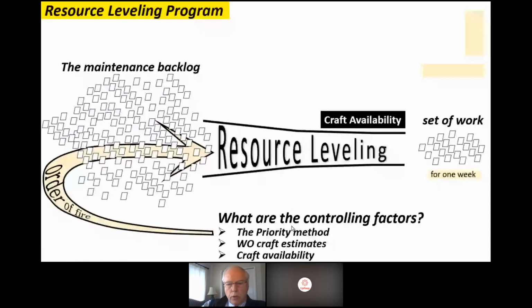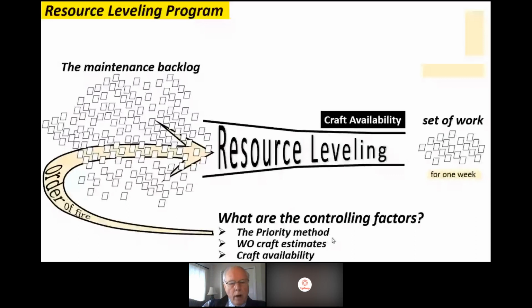So what are the controlling factors? There's the ranking, the prioritization, the work order craft estimates, and the craft availability. With the rough estimates coming in and the formal planning, at some point, maybe 3 months from now, 100% of your backlog would have some type of estimate on it. Can you imagine that? And you could start producing pie charts showing by craft the number of man hours that are out there. Imagine the information obtained from that type of analytic.